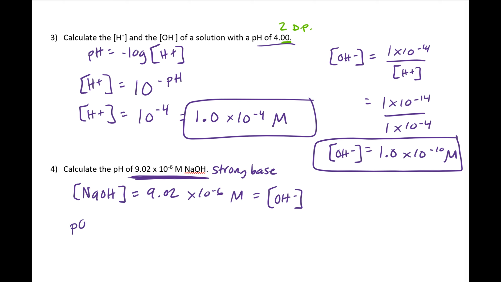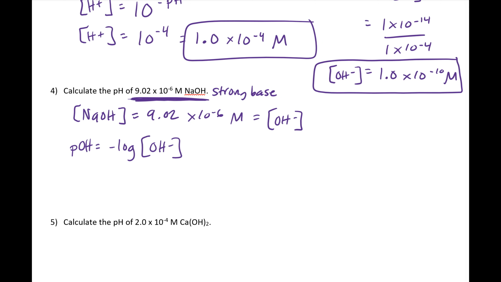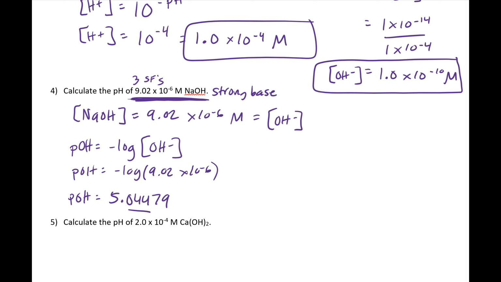So since I have hydroxide, I first have to calculate pOH using the negative log of OH. Plug in the concentration of hydroxide, 9.02 times 10 to the negative 6. 5.04479, and then round for sig figs, i.e. decimal places, that's 3 sig figs. So I'm going to keep 3 decimal places here. 5.045 is the pOH.